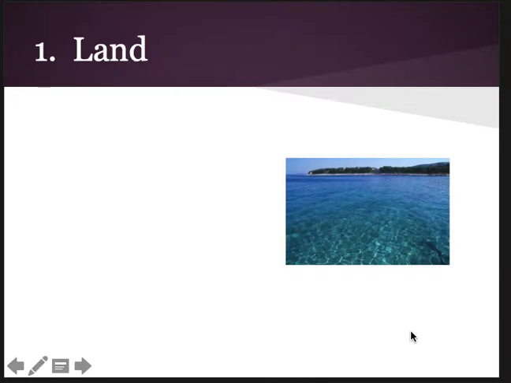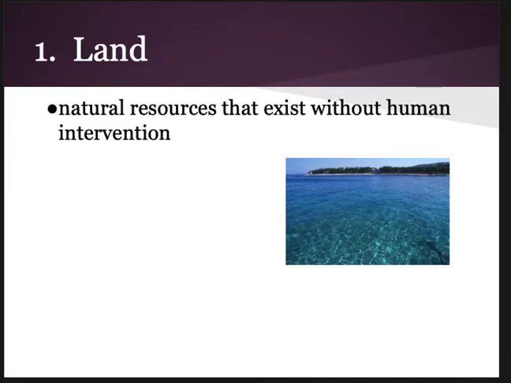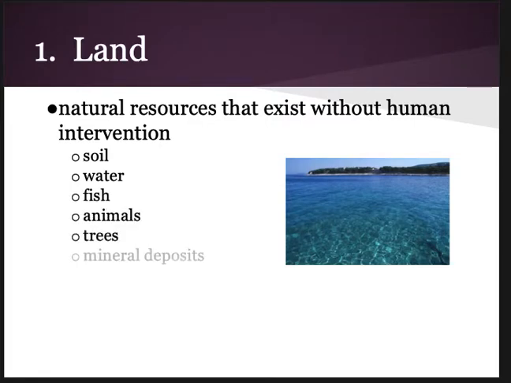Okay, so hopefully that gives you a quick introduction to the four factors. Now let's dive into each of them. First off, we have land, which are natural resources that exist without human intervention. That's the key word: without human intervention. Soil, water, fish, animals, trees, mineral deposits are all examples of land, as well as coal.